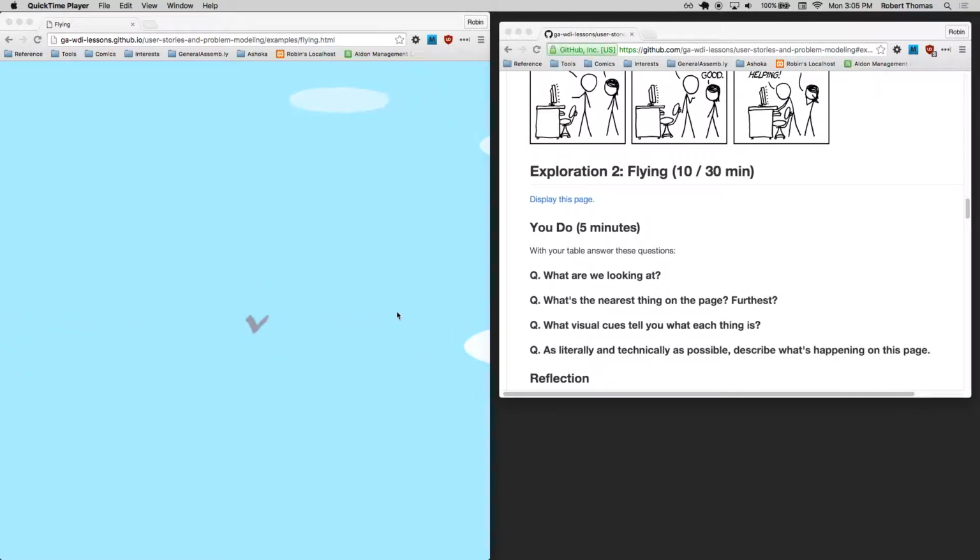What else is going on here? How do we know it's a cloud, for instance? The blue background makes you think of sky. All right, so blue, e.g. color. What else? It's white. The cloud's white. Clouds are white. What we think is a cloud is white. All right, clouds are white.